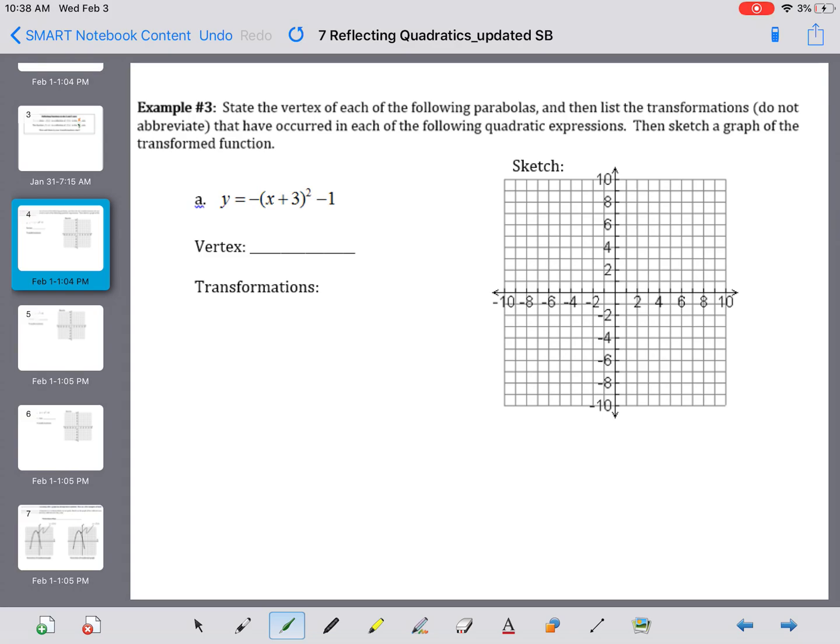Here we want to state the vertex of each of the following parabolas, list transformations, and then sketch a graph. So when we do this, and actually I'm going to stop here.